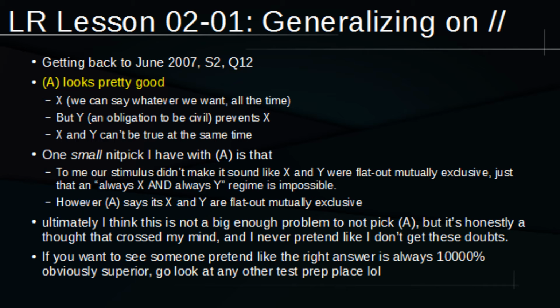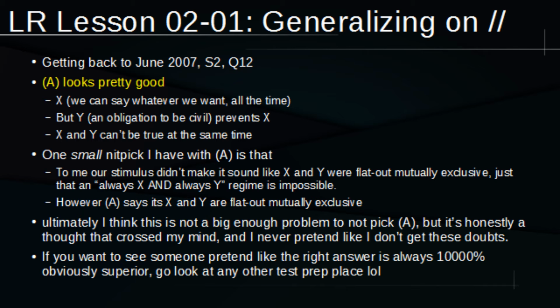One small nitpick I have with A, though, is that to me, our stimulus didn't necessarily make it sound like X and Y were flat out mutually exclusive. You can never have X and Y at the same time. And that really wasn't, to me, what the stimulus was telling us. Really, the stimulus sounded like it was saying just that always X and always Y, a regime like that is impossible. Because we know that there's at least one situation where X and Y from the stimulus are incompatible.